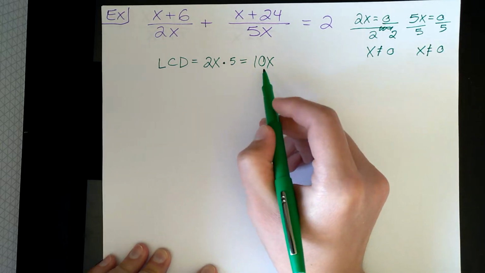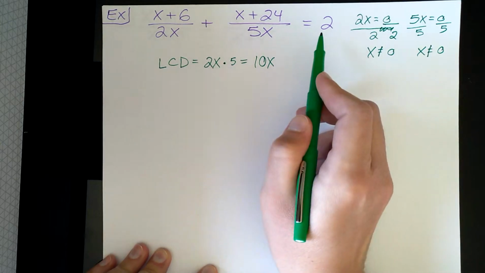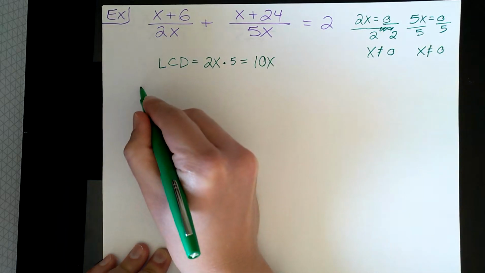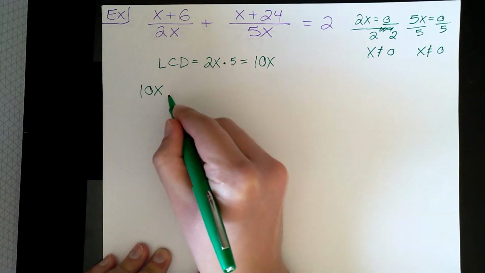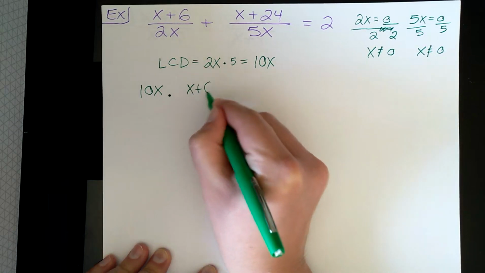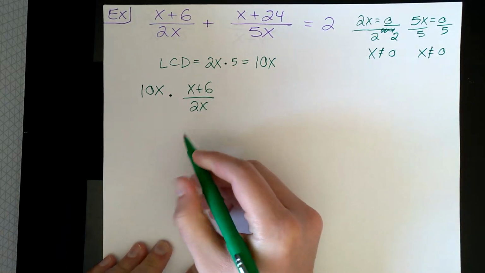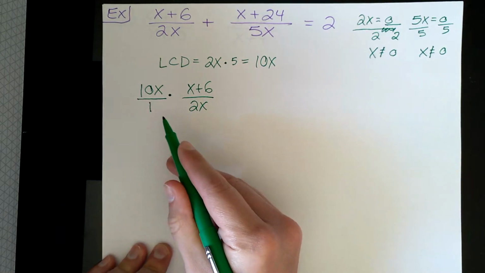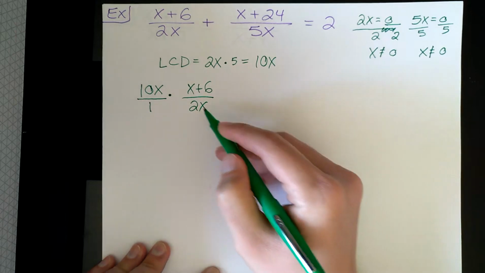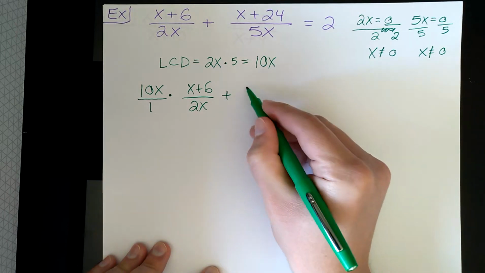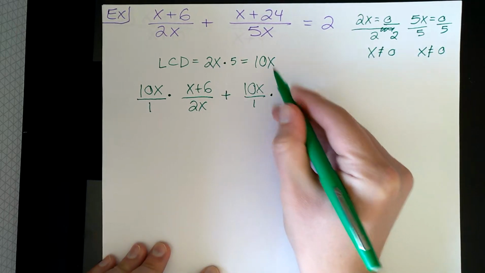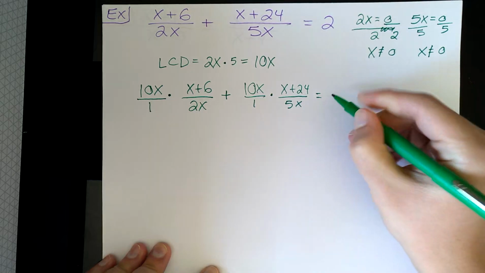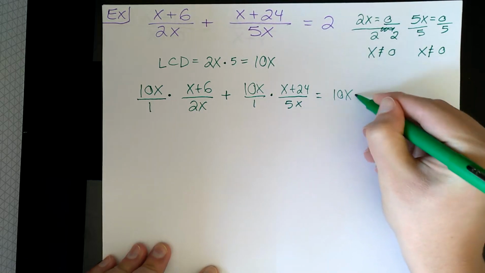Now we're going to take that 10x and multiply it to each side of the equation, or multiply it to every term, which has the same effect. I'm going to write that out as a new step. This way things don't look too messy. We're multiplying 10x by x plus 6 over 2x. Since we're multiplying it to a fraction, we'll go ahead and put 10x over 1, as it doesn't change the problem, and it allows us to multiply a bit easier. Then we're going to say plus 10x over 1 times x plus 24 over 5x. And finally, 10x times 2.